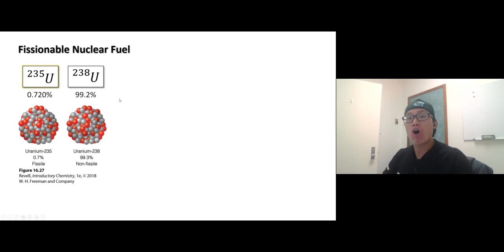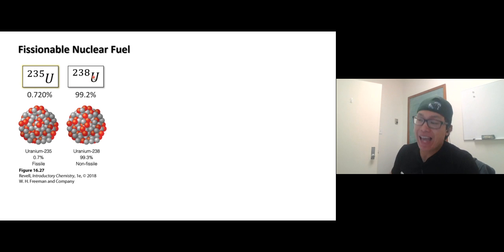All right, so not all uranium can undergo nuclear fission. There are two main isotopes of uranium: uranium-235 and uranium-238. In nature, most uranium exists as uranium-238, with 99.2% abundance. Only a small amount is uranium-235. And only uranium-235 can do nuclear fission.